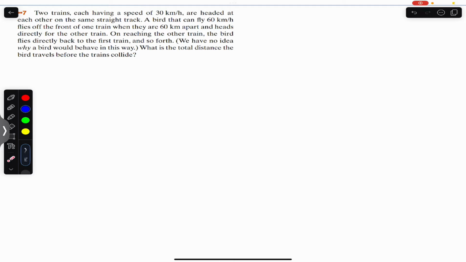And it is said that we have no idea why a bird would behave in this way. And further, it is asked: what is the total distance the bird travels before the trains collide?